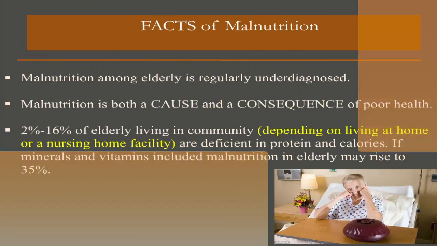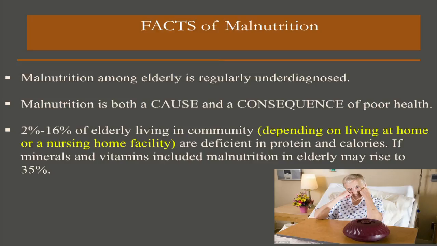Unfortunately, malnutrition among elderly is regularly underdiagnosed. Malnutrition is both a cause and a consequence of poor health. 2 to 16% of elderly living in communities, of course depending on if they're living at home or in nursing home facilities, are deficient in protein and calories. If minerals and vitamins are included, malnutrition in elderly may rise to 35%.